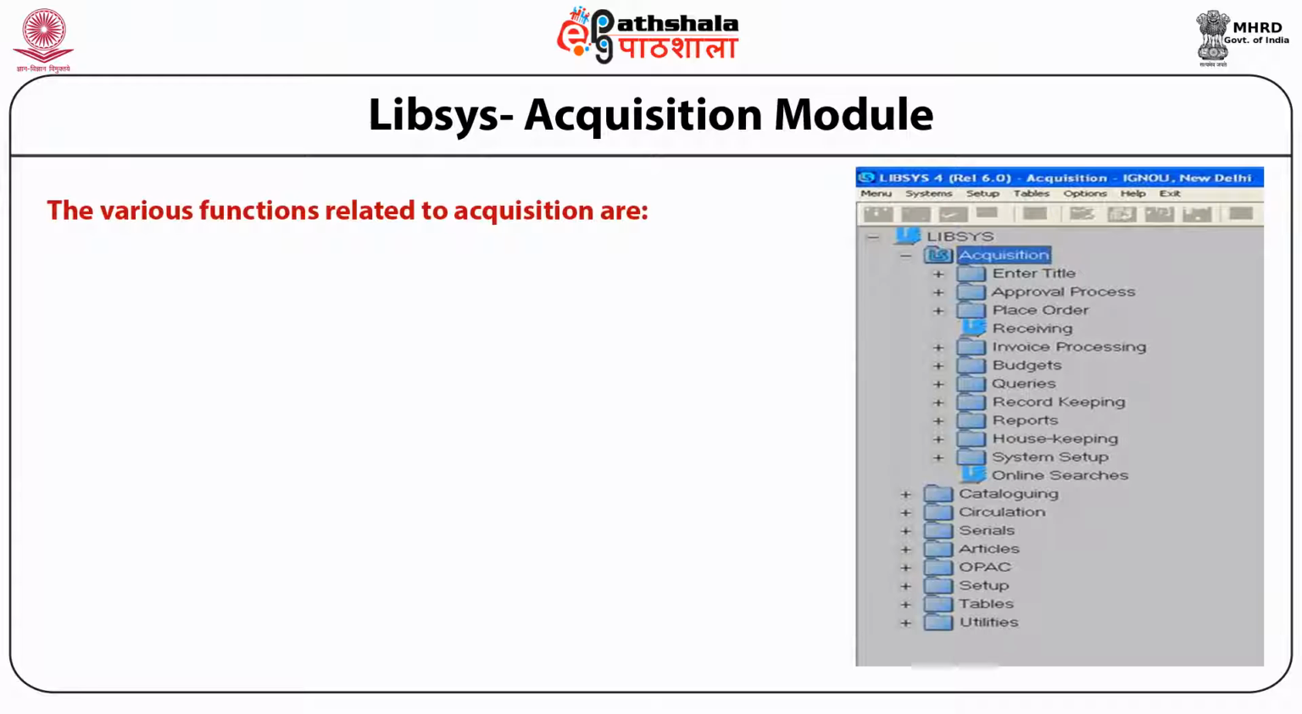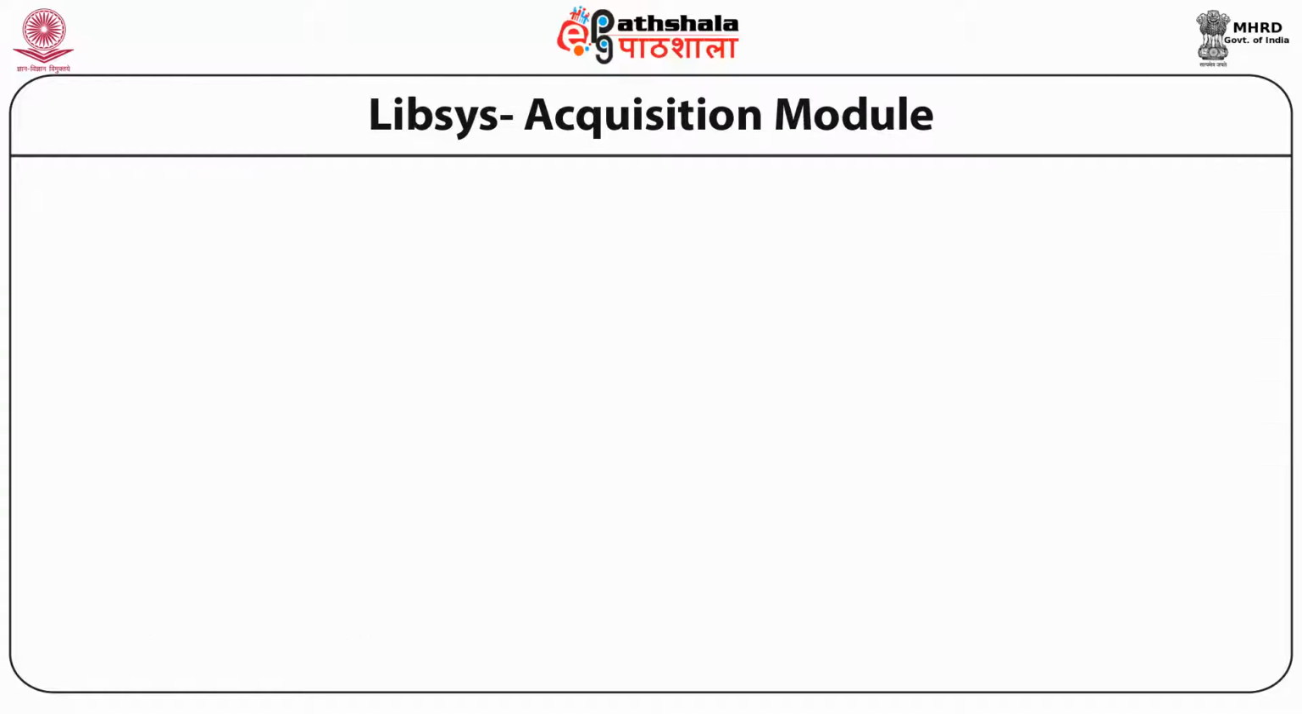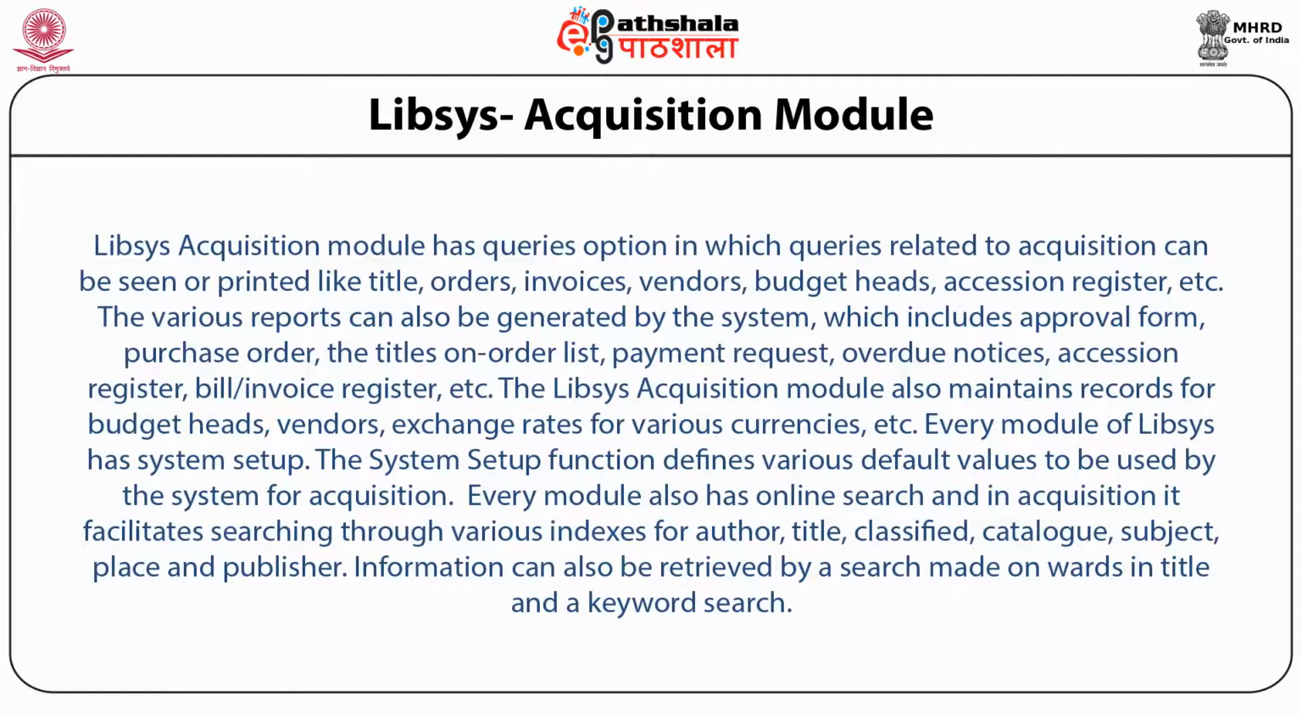The functions of the acquisition module include checking titles for duplication, procuring approval for new titles, and placing orders. It also includes receiving supplies, invoicing, accessioning, and requisition for payment. The Libsys acquisition module has an acquire option in which queries related to acquisition can be seen or printed, like title, orders, invoices, vendors, budget heads, accession registers, and many more.